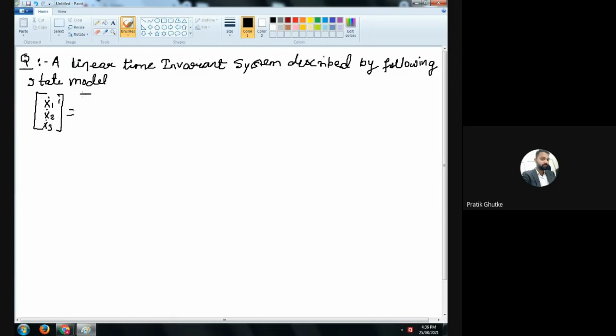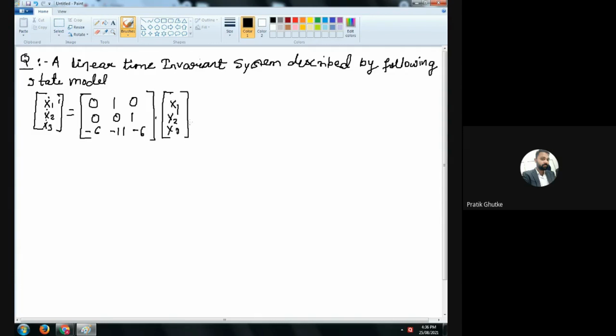What is the matrix they have given? The A matrix: 0 1 0, 0 0 1, and then minus 6, minus 11, minus 6. Yes, this is a very typical numerical which has been asked many times in the university question paper. Into x1, x2, x3.